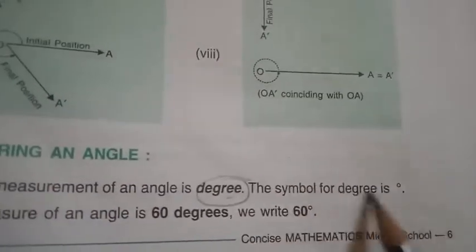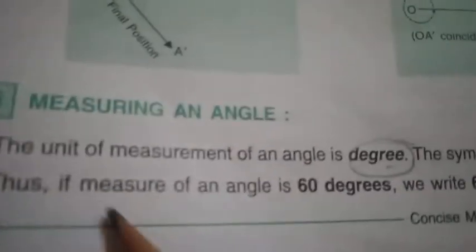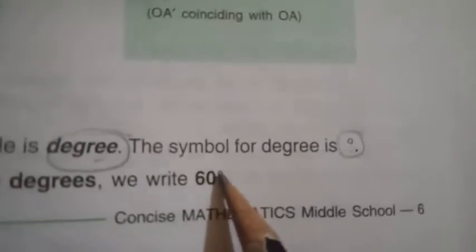Okay, the symbol for degree is, you can see here, this is the symbol. And if the measure of an angle is 60 degrees, we write it as 60, and you can see here where to write the degree symbol. So it is 60 degrees. All right.